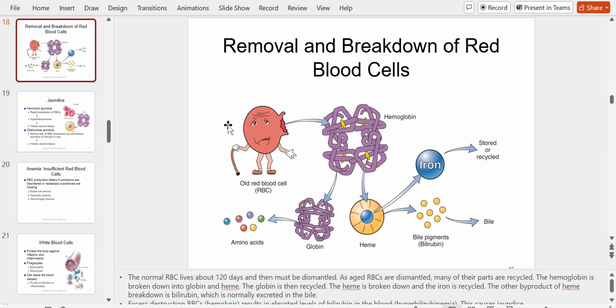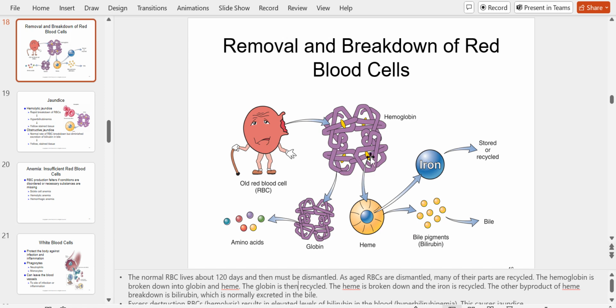Removal and breakdown of red blood cells. The normal RBC lifespan is about 120 days, about 3 to 4 months, and then all this old blood gets the chomp, phagocytosis. Okay, and we just don't dispose of it. We break it down and utilize and reuse everything that we can.